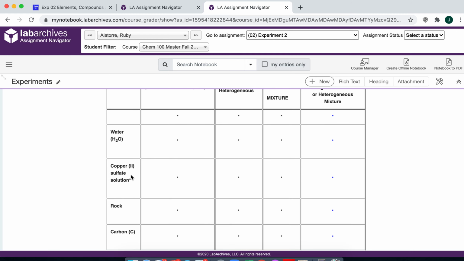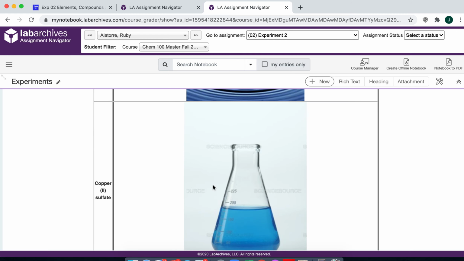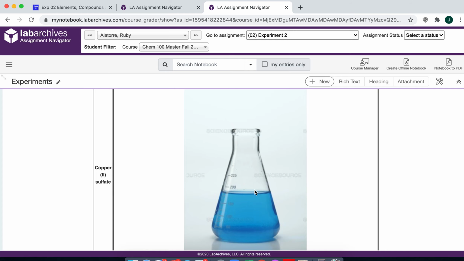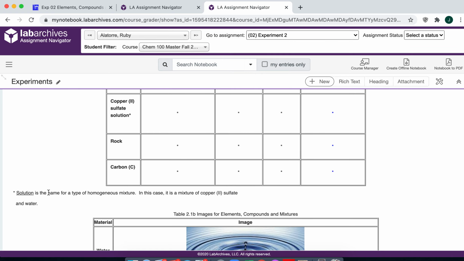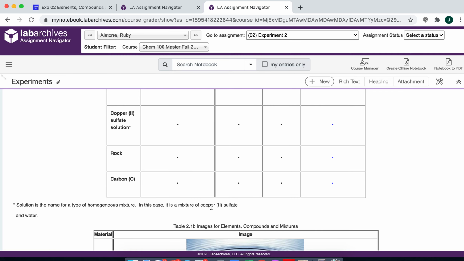And you can try copper sulfate solution. Based on these pictures, you're going to see copper sulfate. It looks like a blue solution. It looks blended well together and uniform throughout. Top, bottom, and surroundings all look the same. So based on the definition, a solution is a type of homogeneous mixture. In this case, you have copper sulfate compound dissolved in water.